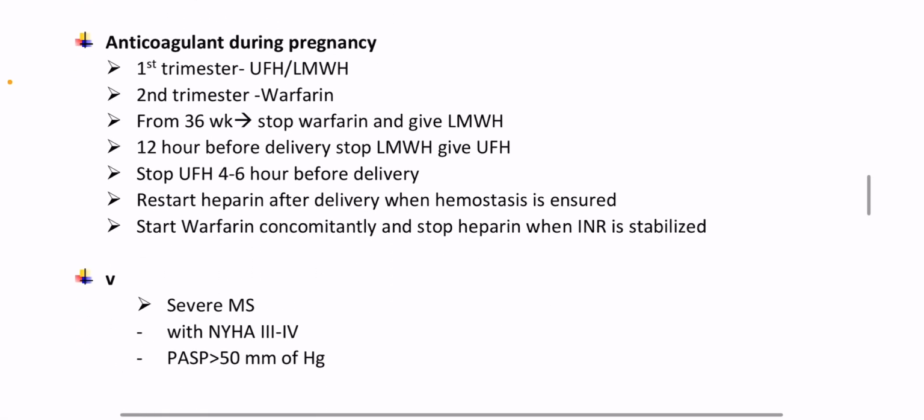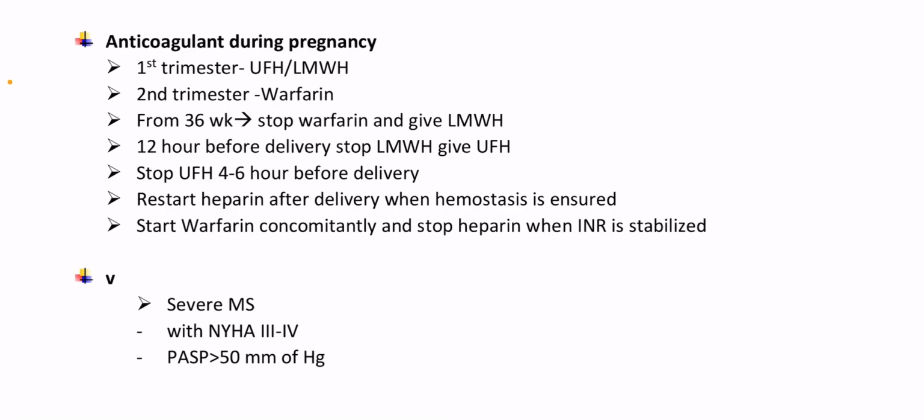Anticoagulant during pregnancy. First trimester use unfractionated heparin or low molecular weight heparin. Second trimester warfarin. From 36 weeks, stop warfarin, give low molecular weight heparin. 12 hours before delivery, stop low molecular weight heparin, give unfractionated heparin. Stop unfractionated heparin 4 to 6 hours before delivery. Restart heparin after delivery when hemostasis is ensured.